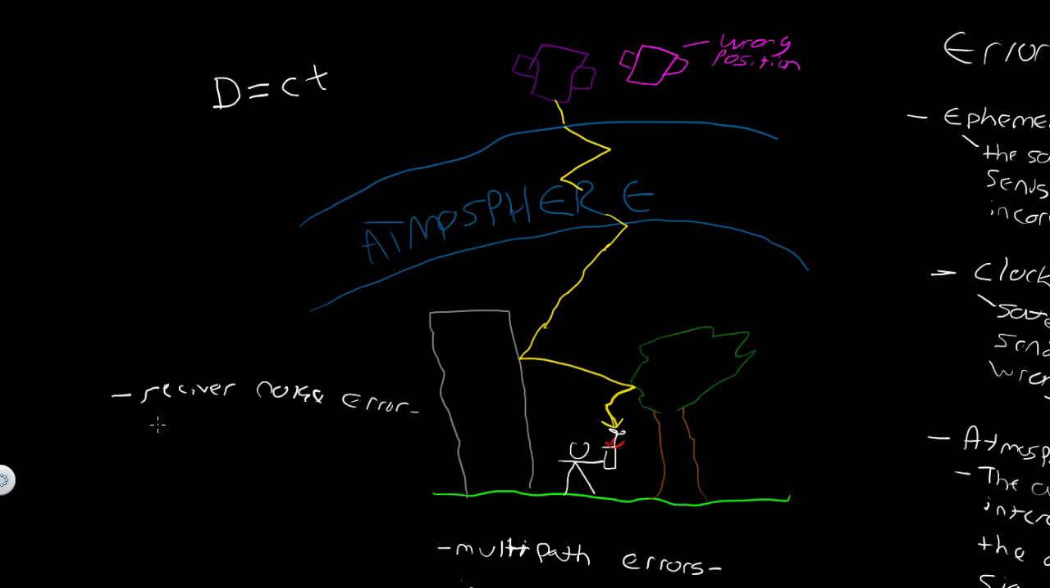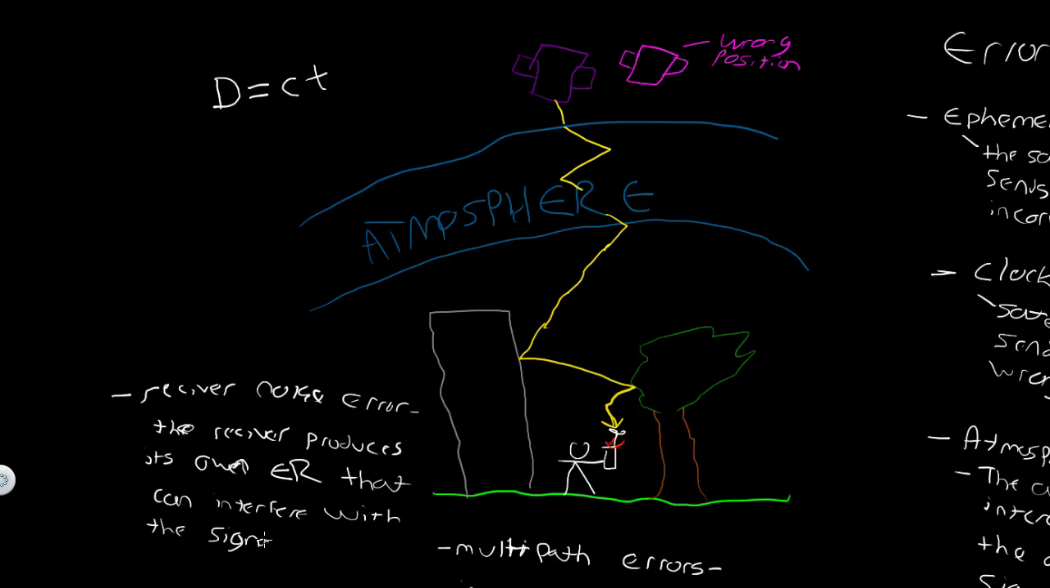So receiver noise error is basically the fact that the receiver is producing its own electromagnetic radiation that interferes with the signal. The receiver produces its own electromagnetic radiation, which I'm going to put as ER for short, that can interfere with the signal. And so again, receiver noise error is the fact that this is producing electromagnetic radiation to communicate inside of the receiver. The receiver itself is also producing electromagnetic radiation, and some small portion of that can interfere to some extent with the actual signal that we're trying to read.